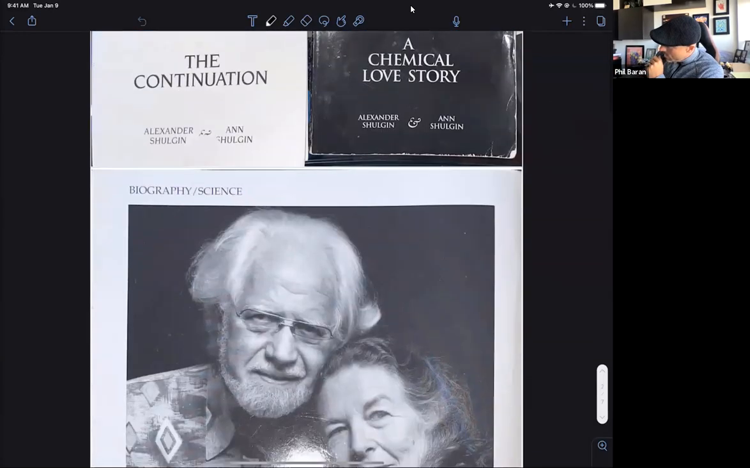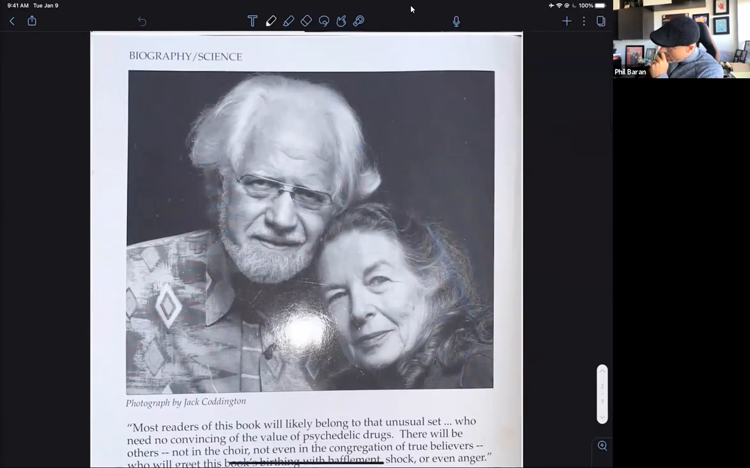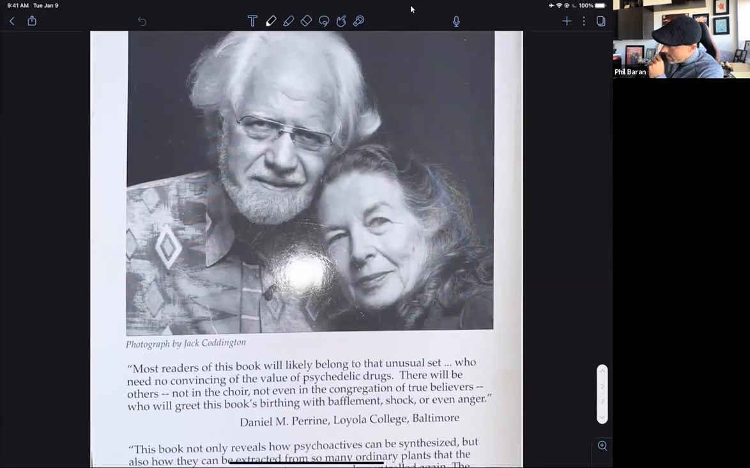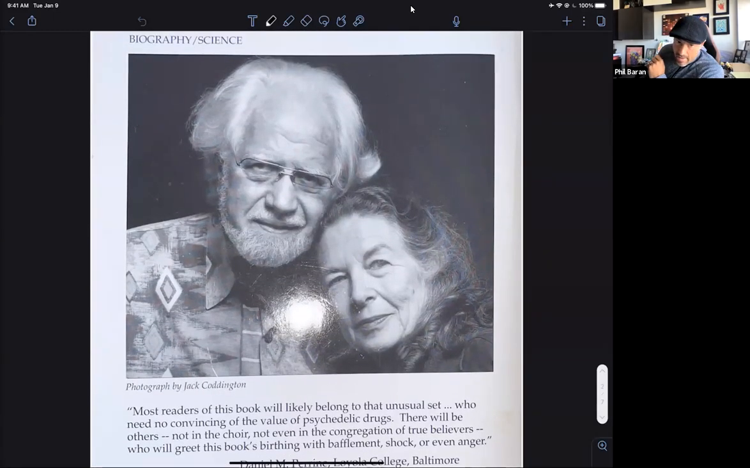Alexander Shulgin, shown here with his wife, these two are probably the biggest pioneers in the area of understanding psychedelics. The MDMA therapy that's currently used now and accepted was first developed by these two at their house. Alex is a real pioneer of this area.